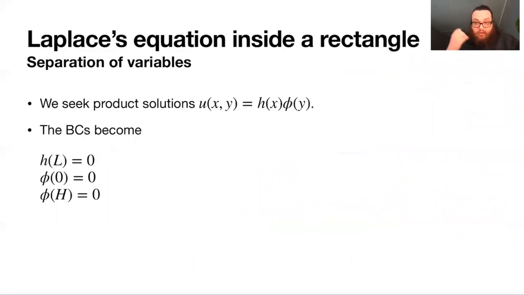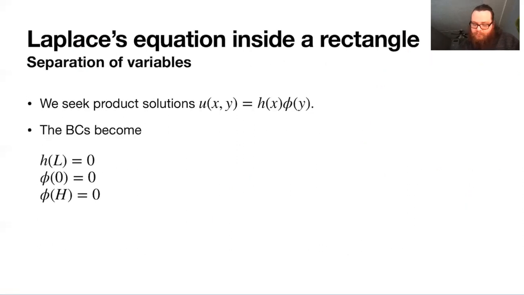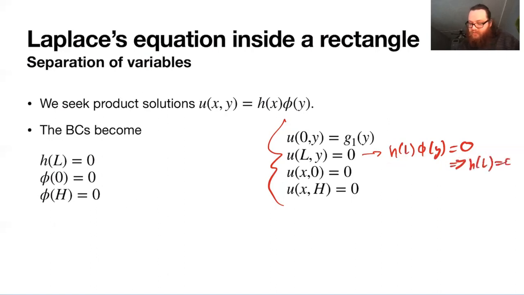And so as mentioned, we're going to look for product solutions, okay, separation of variables. So we want solutions of this form. Question is, well, what do the boundary conditions become? So in this case, keep in mind the boundary conditions here, and let me copy this. Right, so these were the original boundary conditions. So this becomes h of L phi of y is equal to 0. And then this is true for every possible y. So then this implies that h of L is 0.